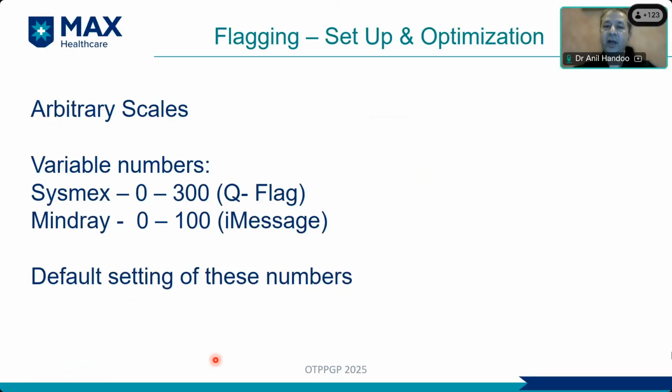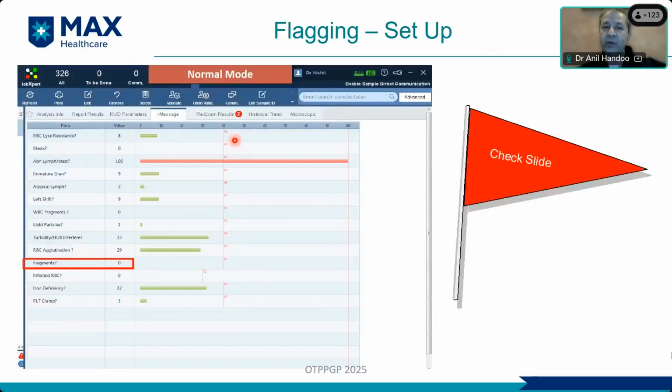And I'm sure you all realize that most of the cells or dots that you get on your scatter plots are associated with a number on the X, Y, and Z axes. And the scales will be different in different analyzers. For example, on Sysmex you have a scale of 0 to 300. On Mindray, you have a scale of 0 to 100. The analyzer companies will set a default at a certain number. I showed you here that the analyzer had been set at a default of 40, but for my infected RBCs, I had reduced it to about 32.